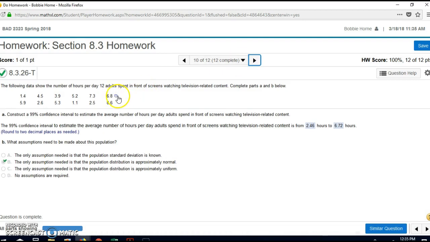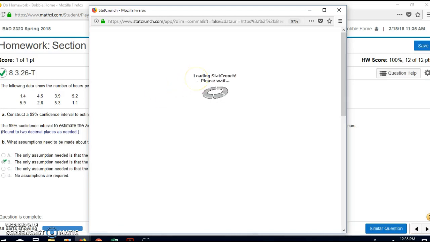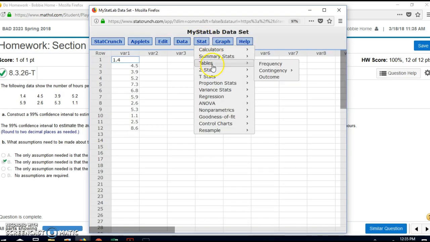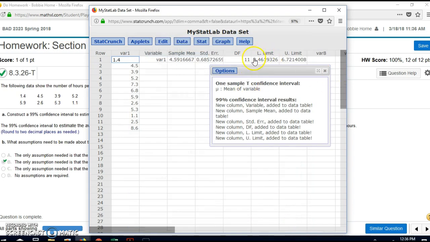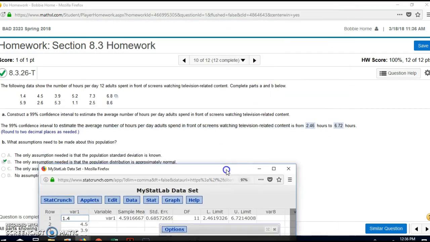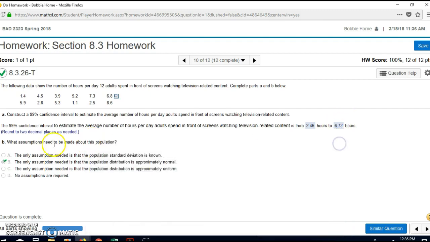Question number 10, what you're going to do is open this in StatCrunch. Same thing you've been doing, but we don't have the mean. So we're going to do T-Stats, One Sample with Data, and choose Variable 1. The confidence interval is 0.99. And I'm going to say stored in the data table and hit compute. Then you're going to see your lower and upper limit here, 2.46 and 6.72. What assumptions will be made? That it follows a normal distribution.